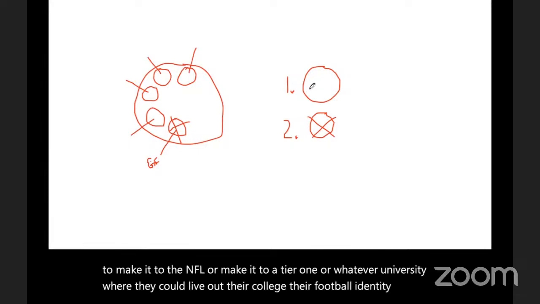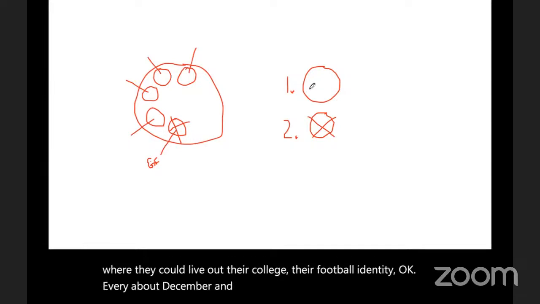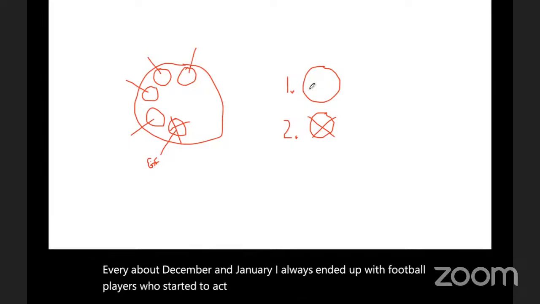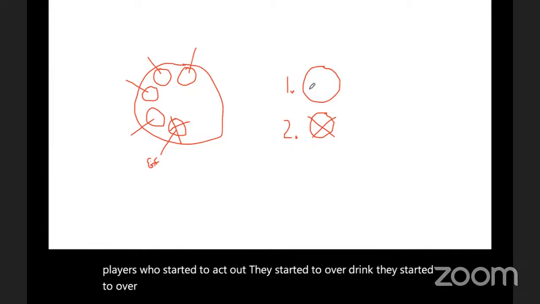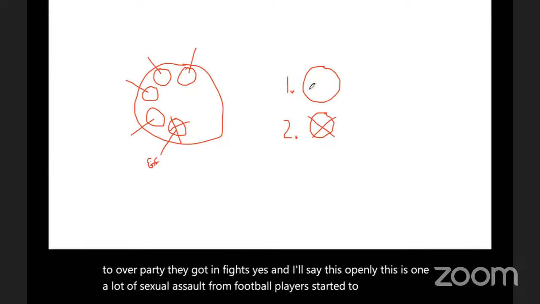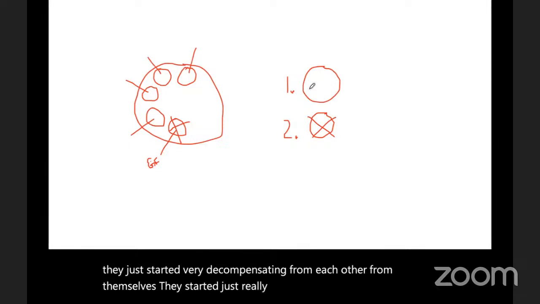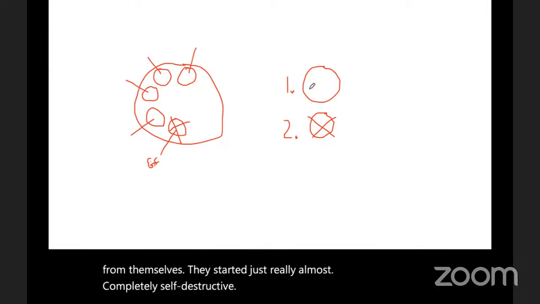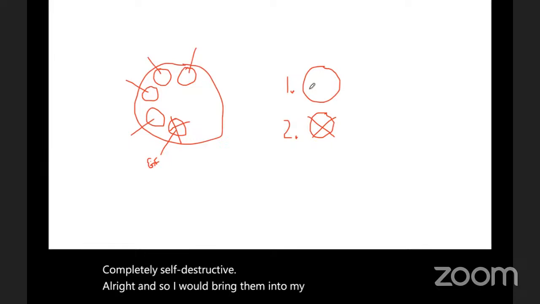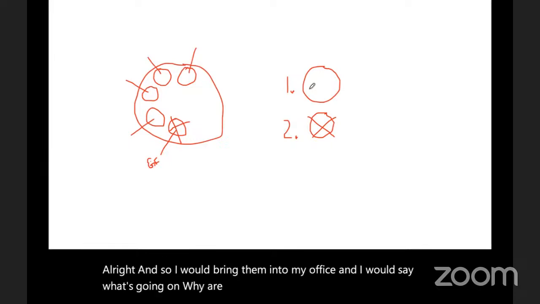Okay. Every about December and January, I always ended up with football players who started to act out. They started to overdrink. They started to overparty. They got in fights. Yes, and I will say this openly. This is when a lot of sexual assault from football players started to happen. And they just started decompensating, from each other, from themselves. They started just really almost completely self-destructive. All right. And so I would bring them into my office and I would say, what's going on? Why are you... you were doing fine. You had no behavioral issues or anything up until this point.